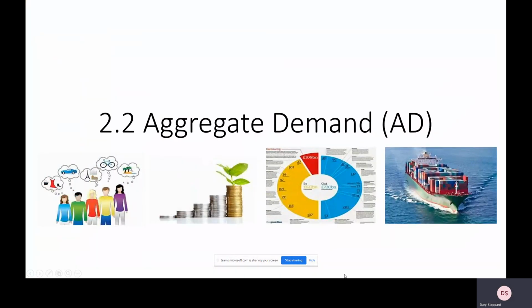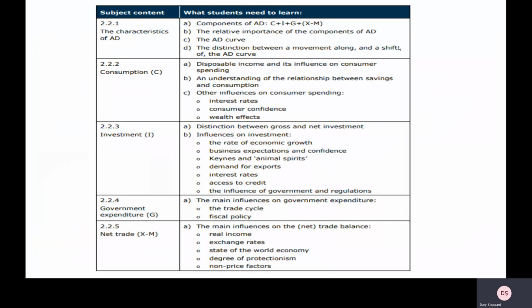Hi everyone, and welcome to a video based around Theme 2's aggregate demand. What this video will do is talk you through this part of the specification that you can now see on your screen. So it's 2.2.1 all the way down to 2.2.5.